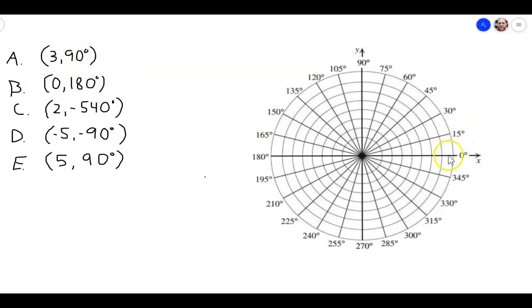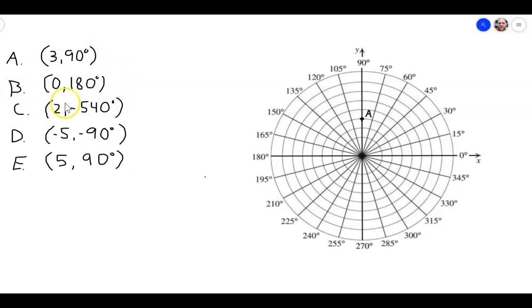The angle says 90 degrees, so we start at 0 and go to 90 degrees. That means I'm pointing up. Then I look at the radius. The radius is a positive 3, which means I go in that direction 3 units: 1, 2, 3. This point right here would be my A. And that's it. The tricky part is when we get down to the negative radius, and we'll see how to do that when we get there. But let's go ahead and finish these other points off.